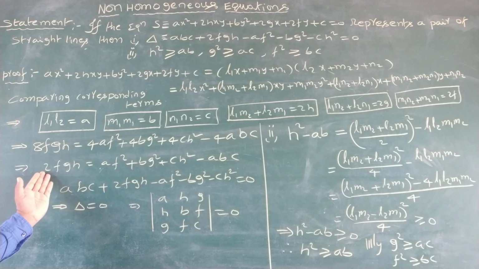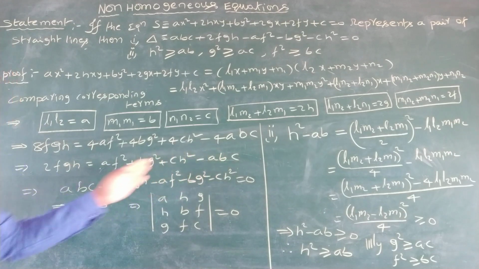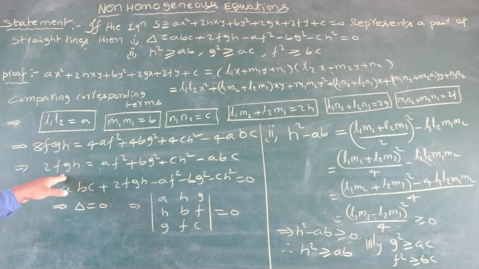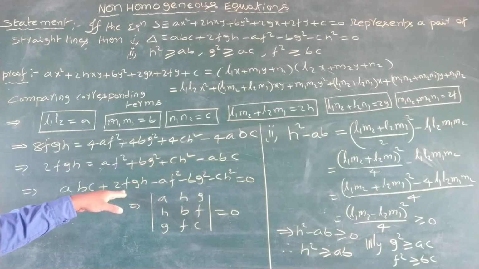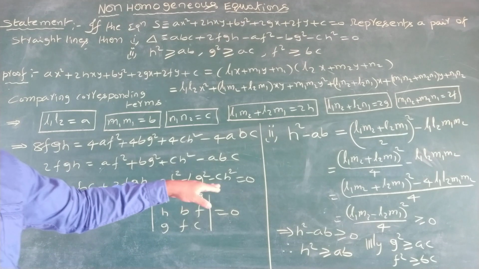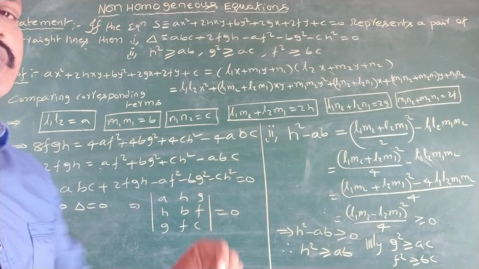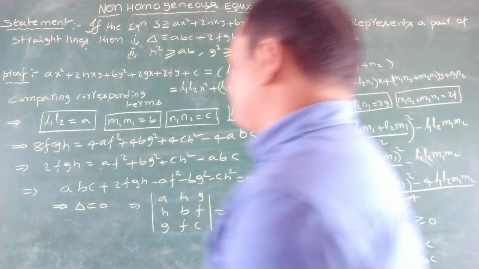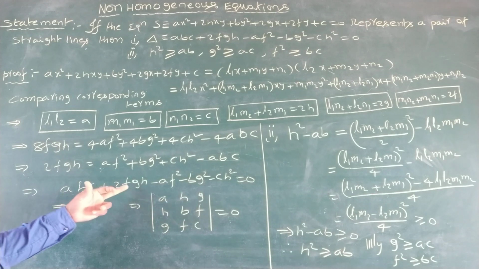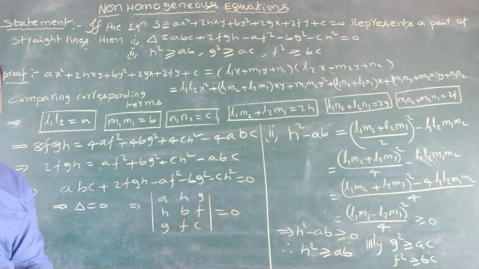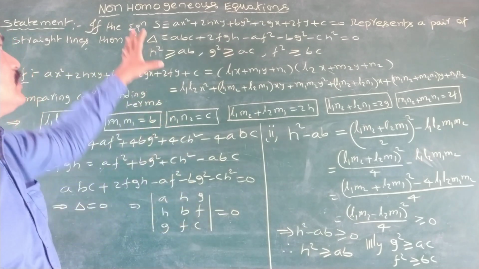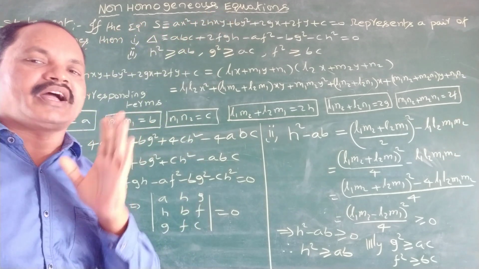So this 2FGH, that means all these terms take to this side, then ABC plus 2FGH minus AF square minus BG square minus CH square is equal to 0. Okay. This is nothing but delta. It represents delta. That's why delta is equal to 0. If delta is equal to 0, then the equation represents a pair of lines.